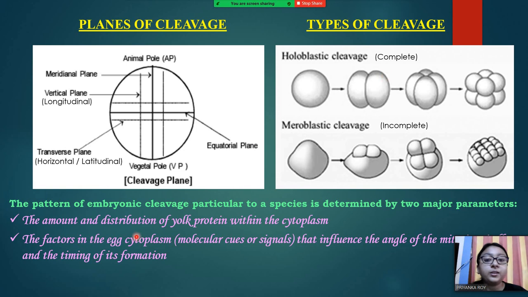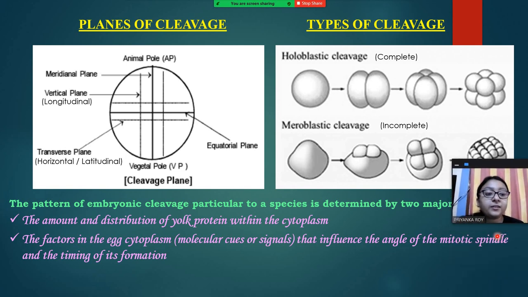Like here you can see that the pattern of cleavage is determined by two major factors. One is the amount and distribution of yolk. Like I said, the amount and distribution of yolk within the egg is very important to determine how the cleavage will occur. And the other factors present in the cytoplasm are known as molecular cues or signals that influence at which angle the spindle will move and exactly from where the cell division will start. So these cytoplasmic signals or factors and the yolk are the two parameters which determine how the cleavage will occur in an organism.